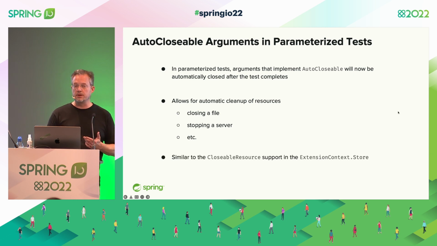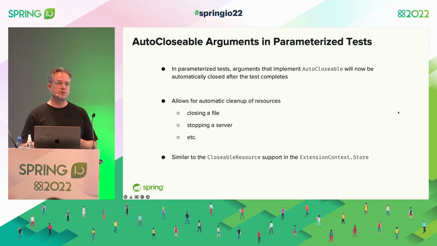This is similar to the CloseableResource interface we have, which you might be familiar with if you've written your own extension. So in the extension context store, there is this CloseableResource concept, but we just decided to go with the standard Java AutoCloseable interface for arguments that you provide to a parameterized test.